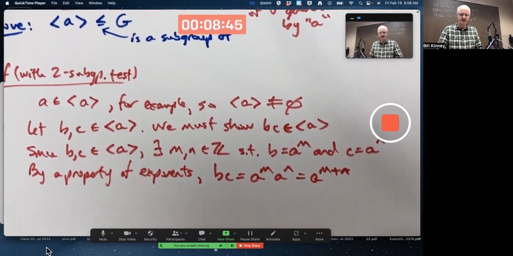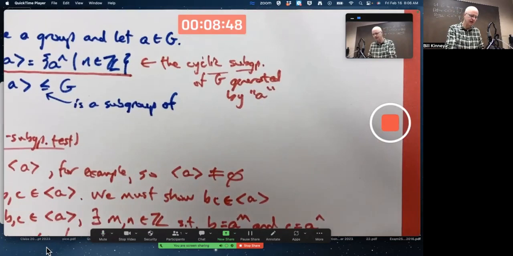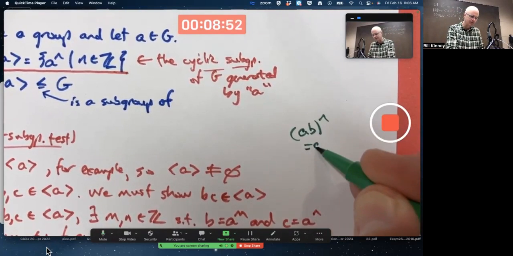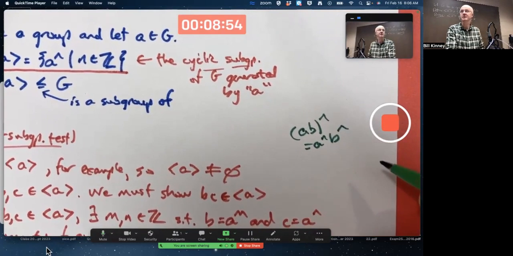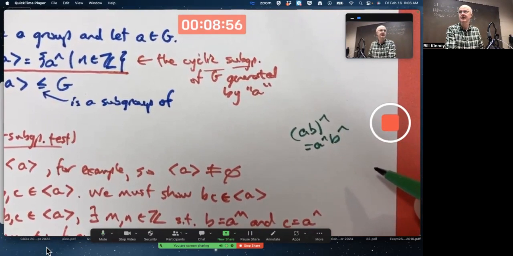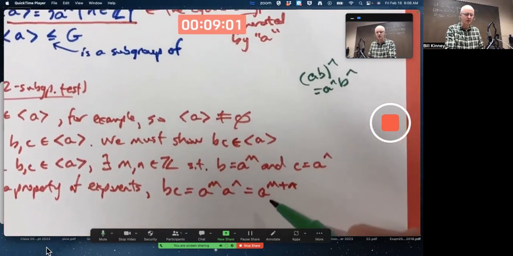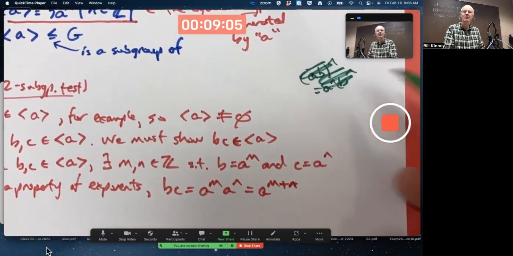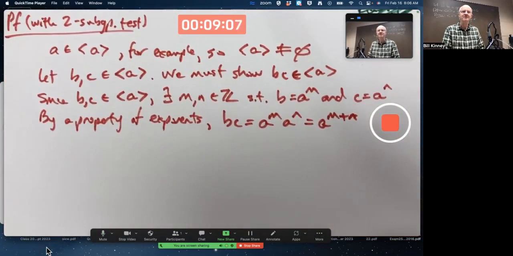The property we talked about the other day that only works in abelian groups was this one. This property of exponents only works for abelian groups, not for non-abelian groups. But this one works no matter what. I'll cross that off. Just a side comment.